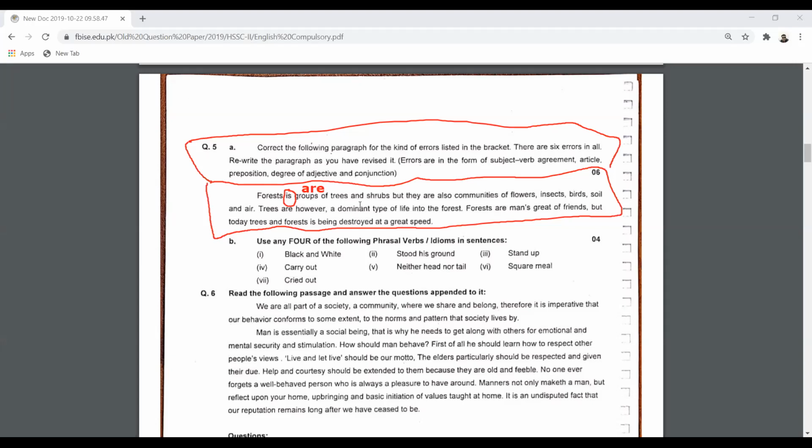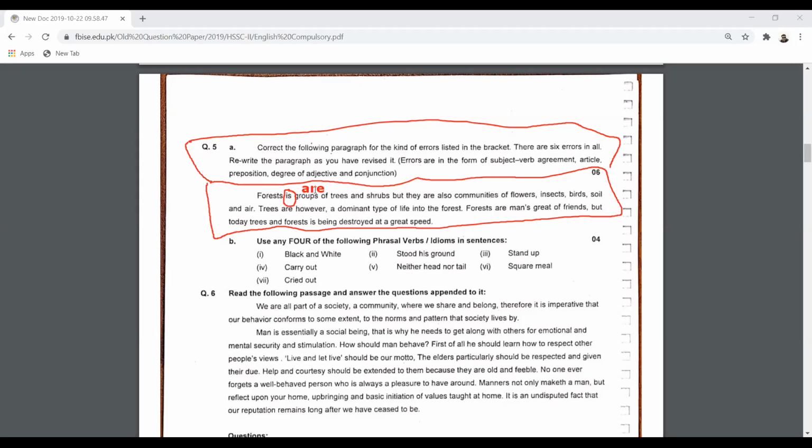Okay, and yes, dear students, and what we have, shrubs, but there are also communities of flowers, insects, birds, soil, and air. Now this is the first paragraph. Dear students, we have discussed that the forests are groups of trees and shrubs, but there are also communities of flowers, insects, birds, soil, and air.